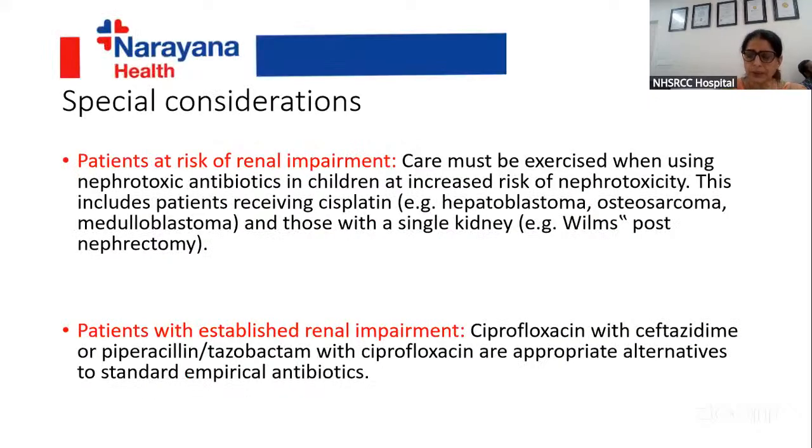Now, we can also use granulocyte transfusions. So in extreme cases, we do use granulocyte transfusions. Usually we do that in severe aplastic anemia patients. Rarely do we use them in leukemic patients or in children with solid tumors.